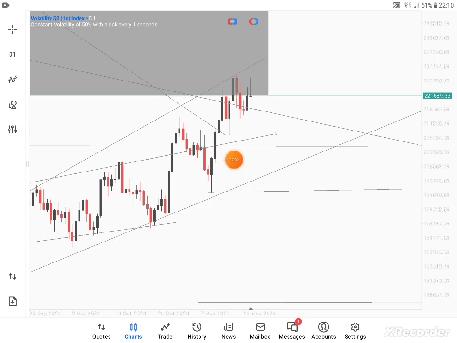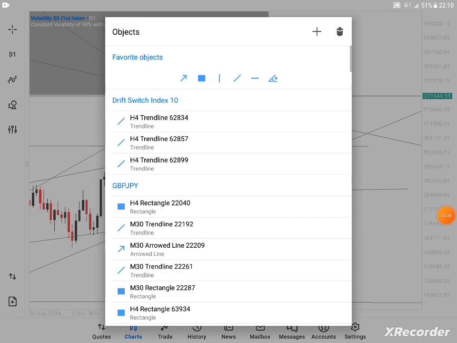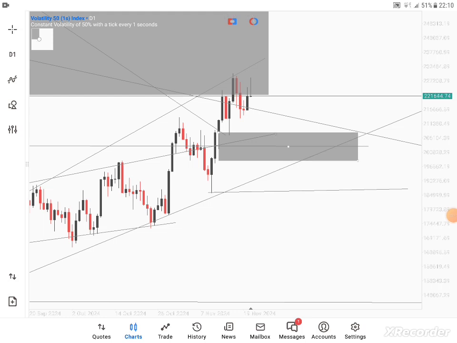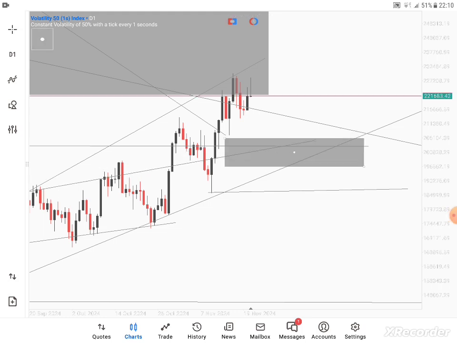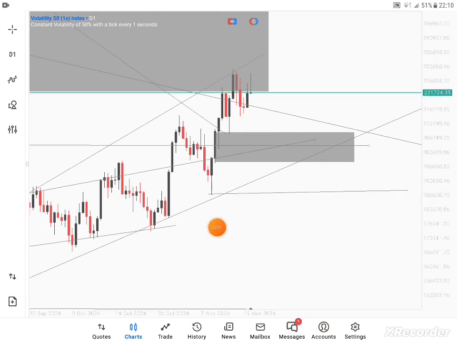And also here is our inefficiency, or imbalance, of these levels. So let us try to mark the imbalance. As you can see, guys, here is our imbalance of this level. So here is our area of interest that we are interested in.